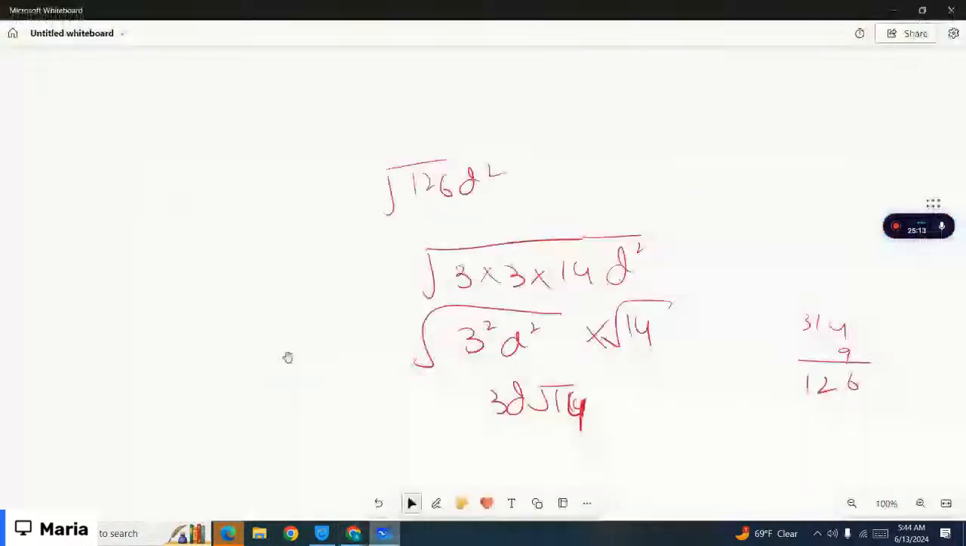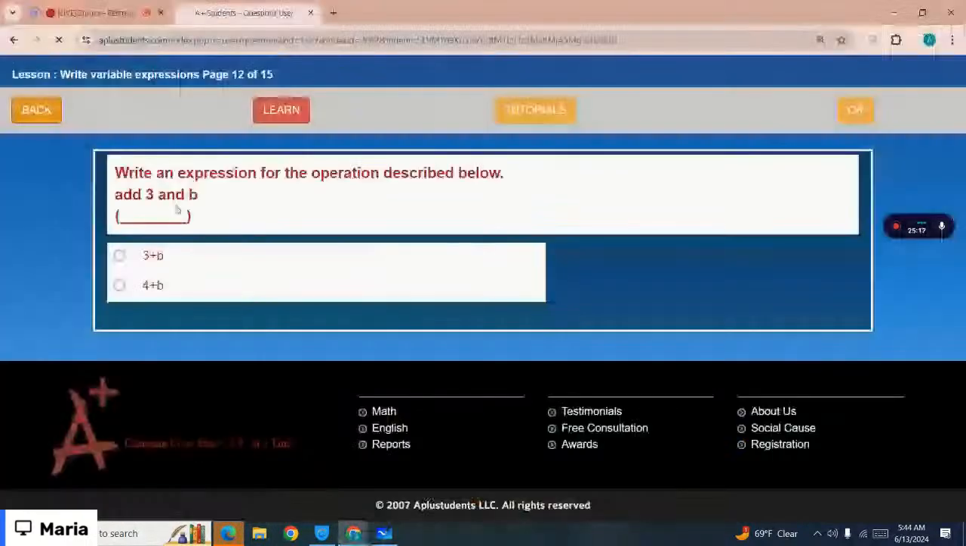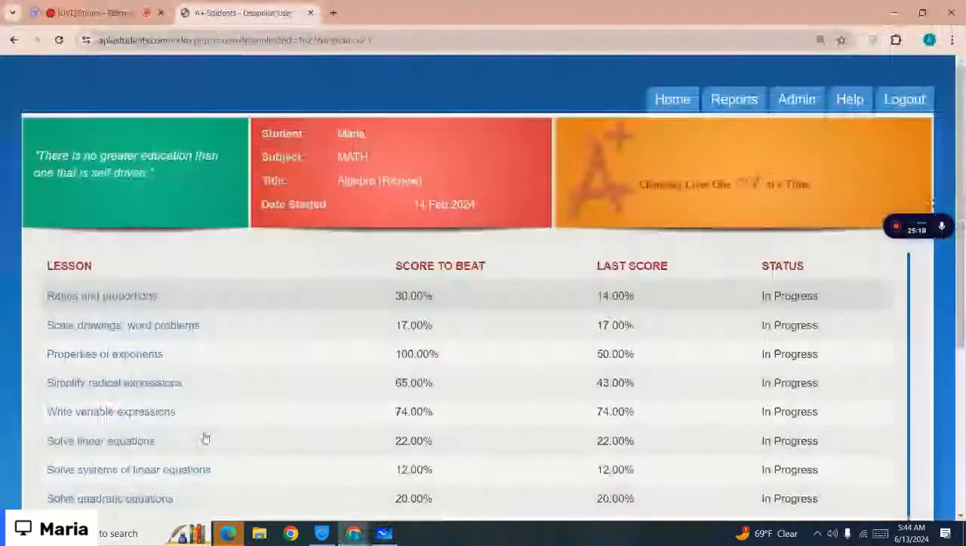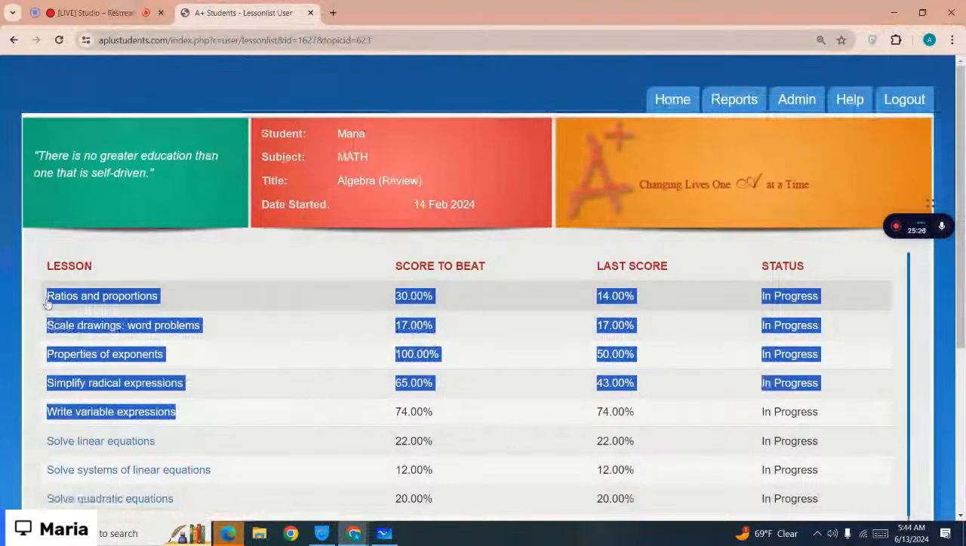So we were working on grade 10 math. The chapter we were working on is algebra. The lessons we have covered today are ratios and proportions, properties of exponents, simplify radicals, radical expressions, and write variable expressions. Please make sure before the next session you complete all the practice questions for the lessons we did today. That is your homework until next session, right?